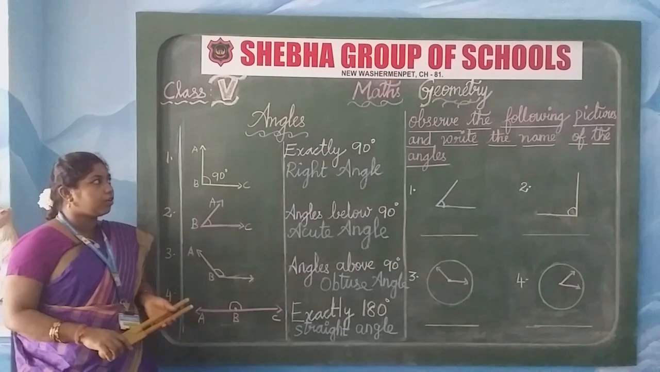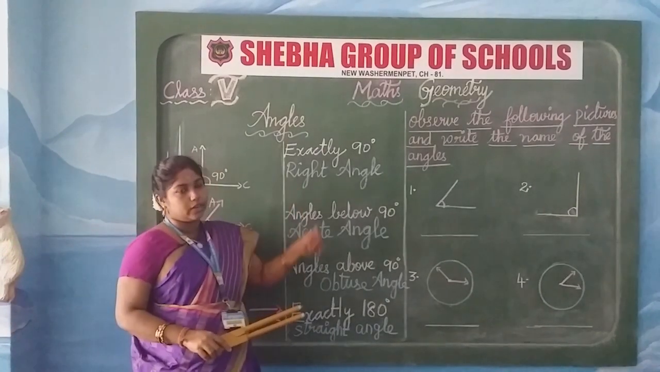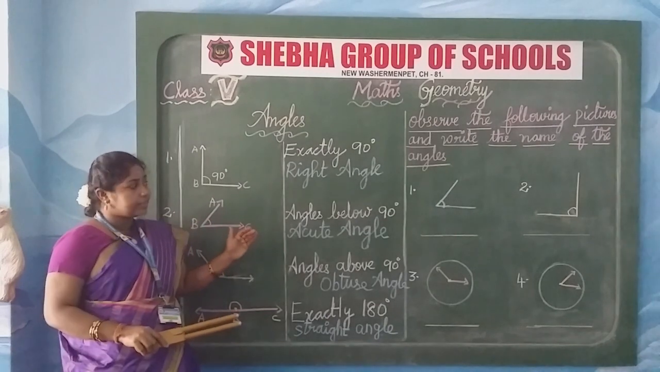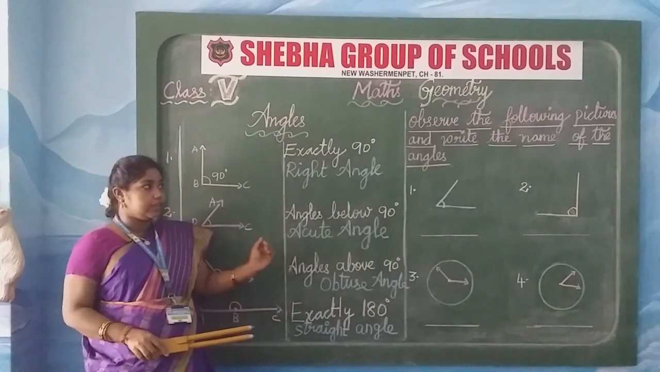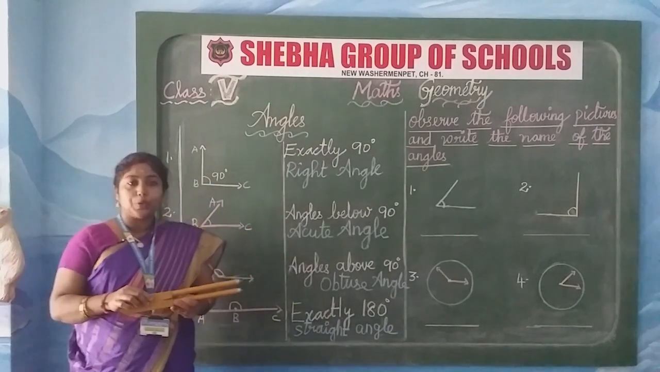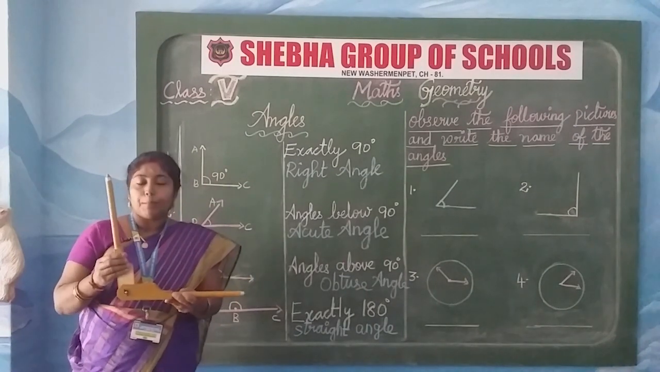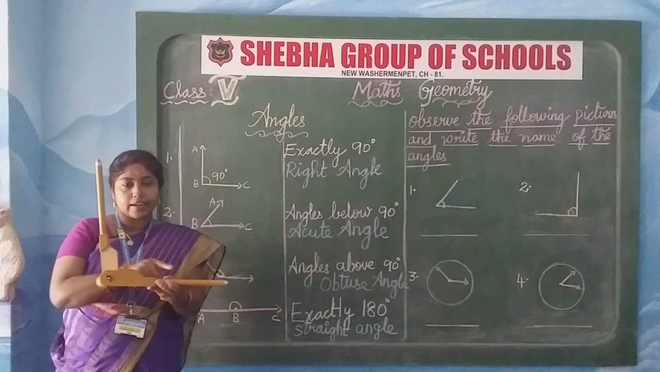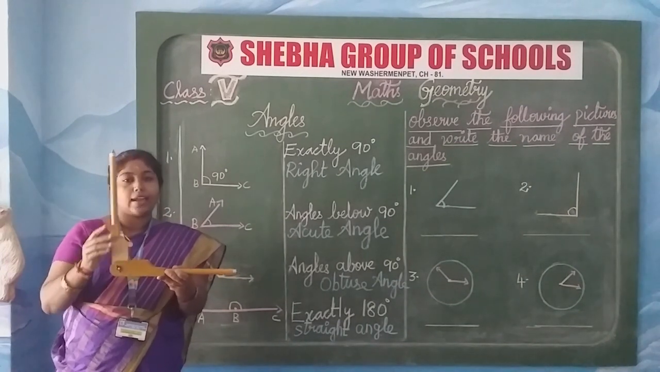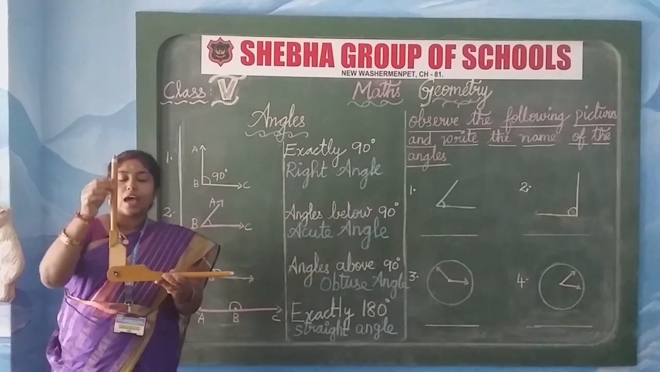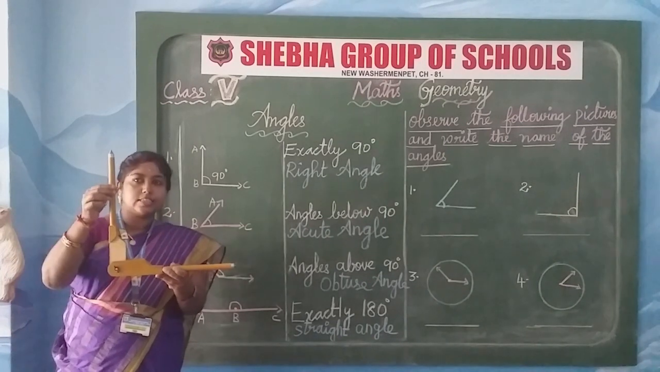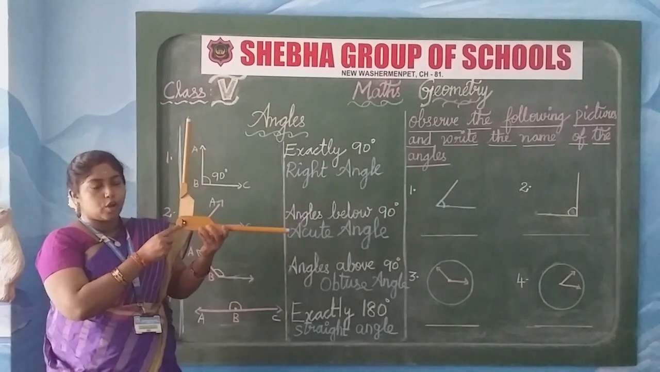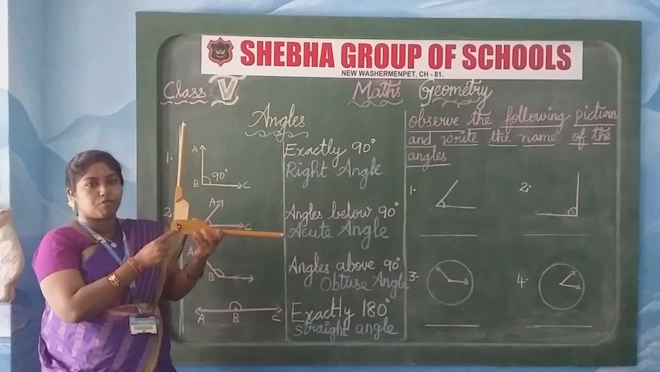Students, today our topic of the lesson is geometry. In geometry, I am going to teach you what is an angle and what are the types of angles. When two lines meet at a point, an angle is formed. The arms of an angle are these two lines. The common end point is called the vertex of an angle.